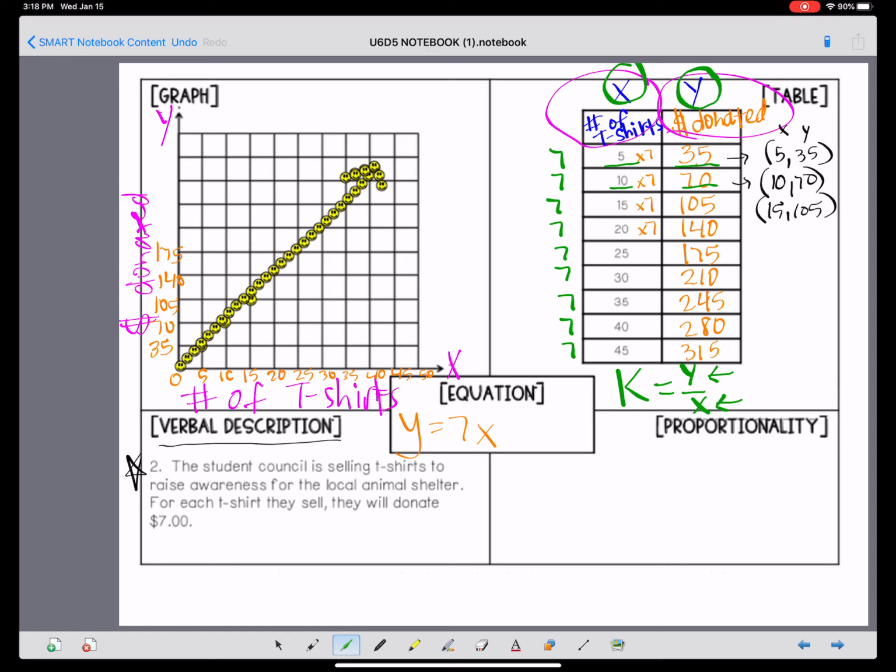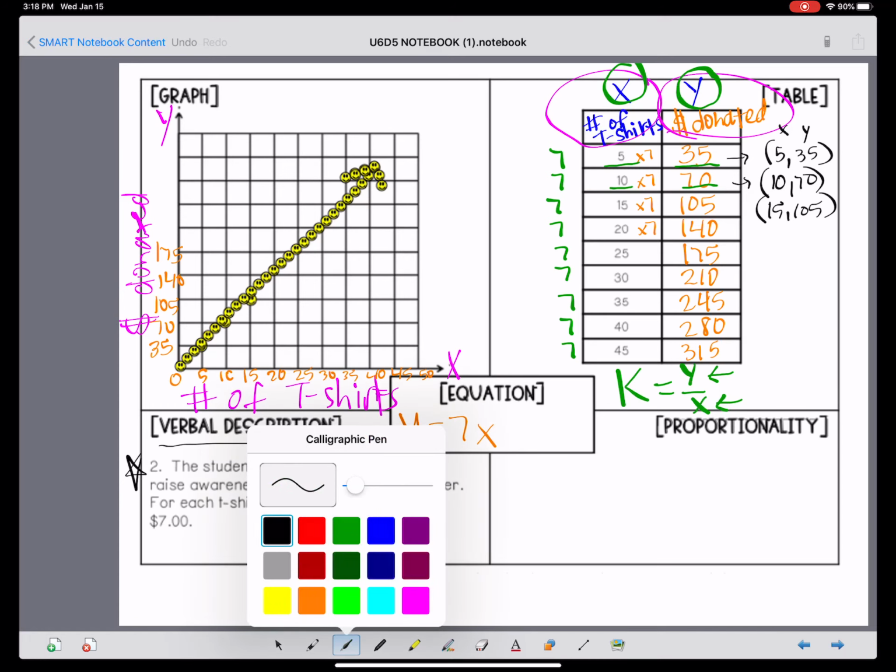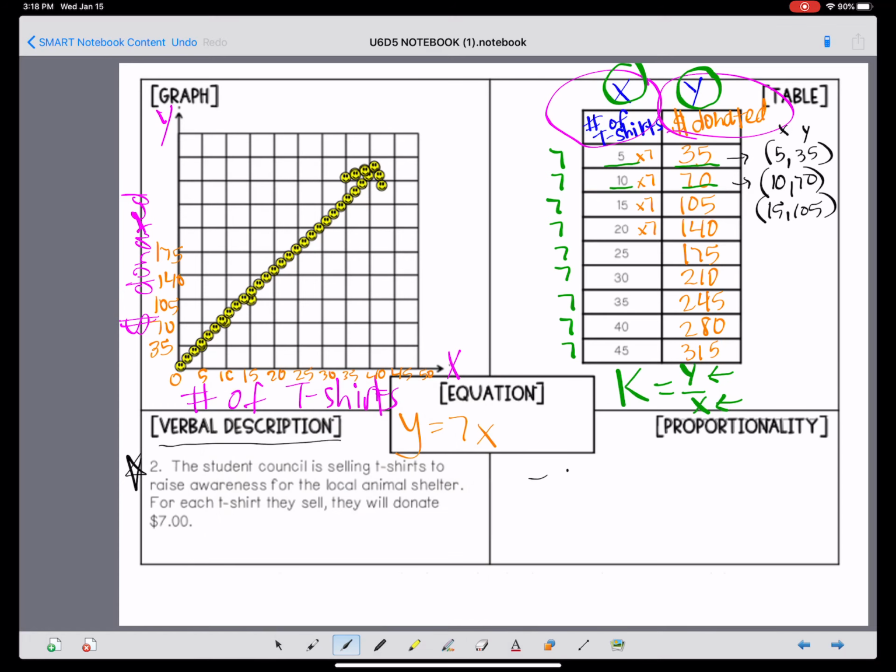So I know that I have a constant on this graph. That's one of the reasons that our graph is proportional, is because it has a constant. And in this case, the constant is 7. I know that because of the equation k equals y over x. The second thing that tells me that this graph is proportional is that our graph is linear, or it's a straight line. And the last thing is that our graph passes through the origin, which is 0, 0.